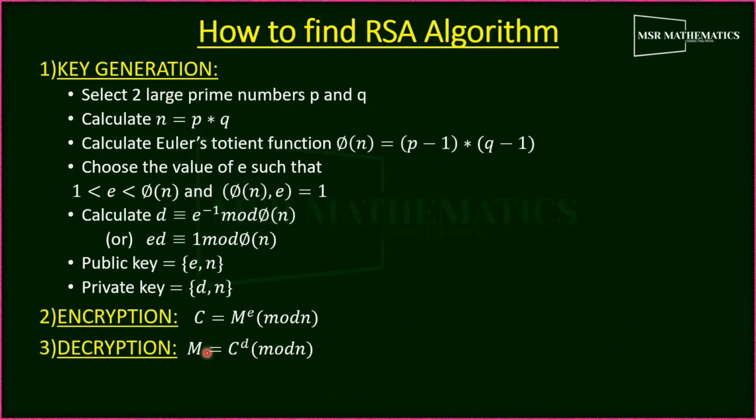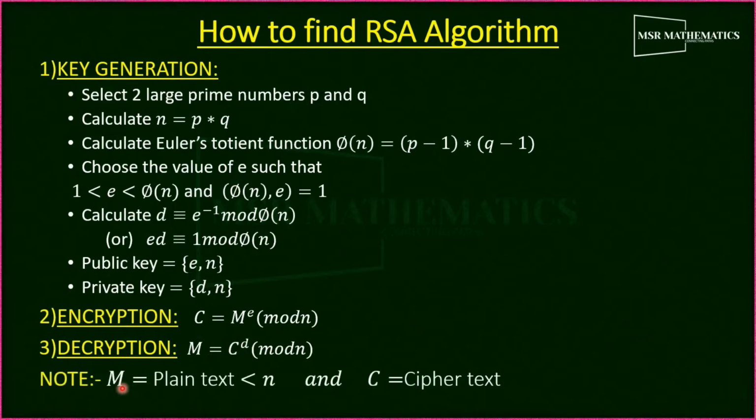Here capital M is nothing but a plain text, which must be less than n value. Here you have to note that the plain text m must be less than n value and the capital C is nothing but a cipher text. So this is about m and c. Here encryption is nothing but c is equal to m power e under modulo n. Decryption is capital M is equal to c power d under modulo n. So this is about encryption and decryption. So these are the steps of the RSA algorithm.